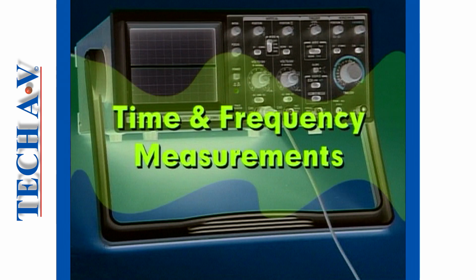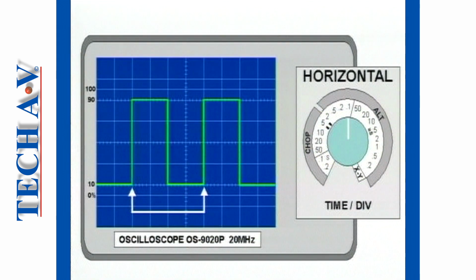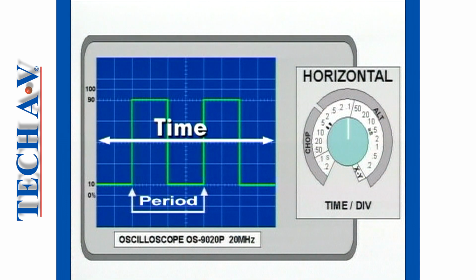Welcome back. In this next section of the program, we will explain the procedures for time and frequency measurements using a variety of different waveforms. The oscilloscope is not only able to measure the amplitude of DC and AC voltage, but also the period or repetition rate of the voltage, as each division on the horizontal axis represents a known time interval, as defined by the time per division setting.